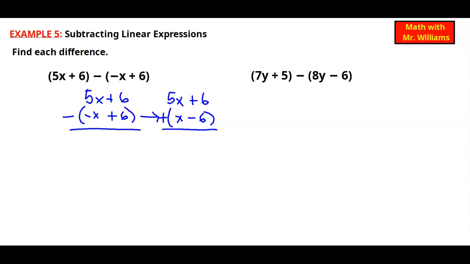All right, let's go ahead and add these up now. So we have a positive 6 and a negative 6. Well, that just cancels out to make it 0. 5x plus 1x would give us 6x. Let's go ahead and simplify that. So 6x plus 0 is just 6x for our final answer.